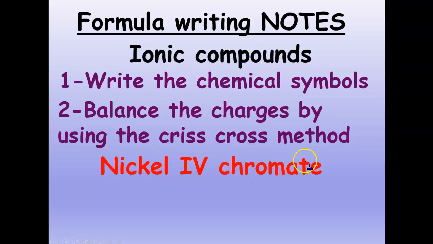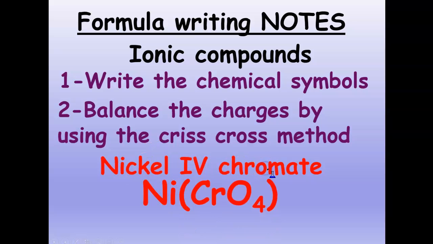Chromate does not have an IDE ending, so that means this is what's called a polyatomic, meaning it has more than one atom that's bonded together that have an overall net charge. This information will be given to you. You just have to really learn how to name or write formulas. So I write the chemical symbols. That's the first thing. Ni is nickel. Chromate is actually CrO4. Since it's polyatomic, I automatically put it in parentheses.